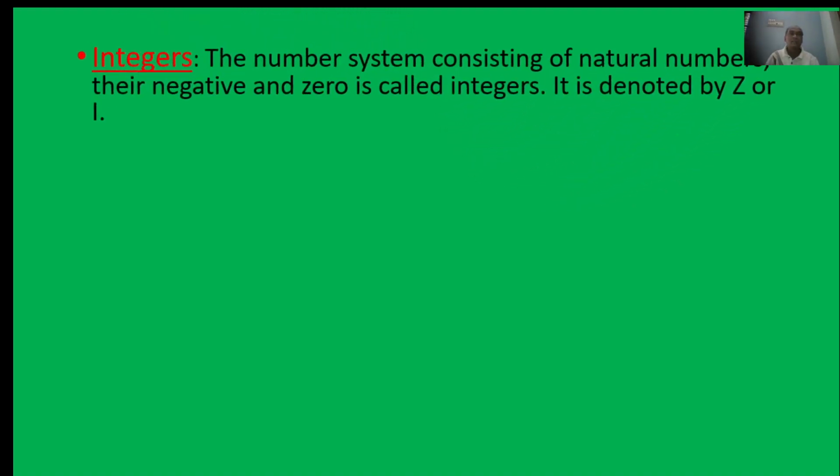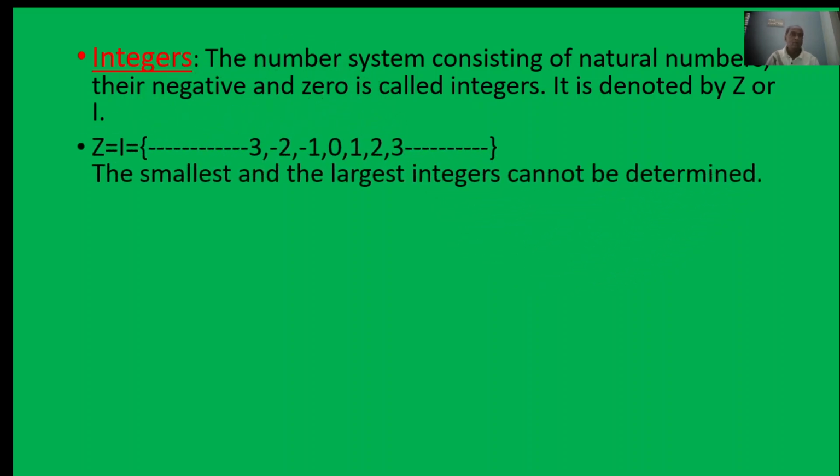Integers. The number system consisting of natural numbers, their negatives and 0 is called integers. It is denoted by Z or I. Now Z or I is equal to ..., minus 3, minus 2, minus 1, 0, 1, 2, 3, and so on. The smallest and the largest integer cannot be determined.